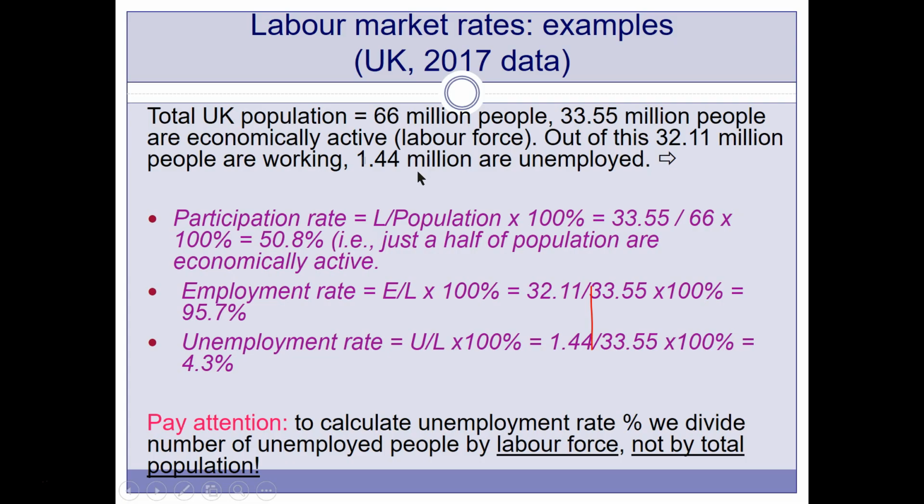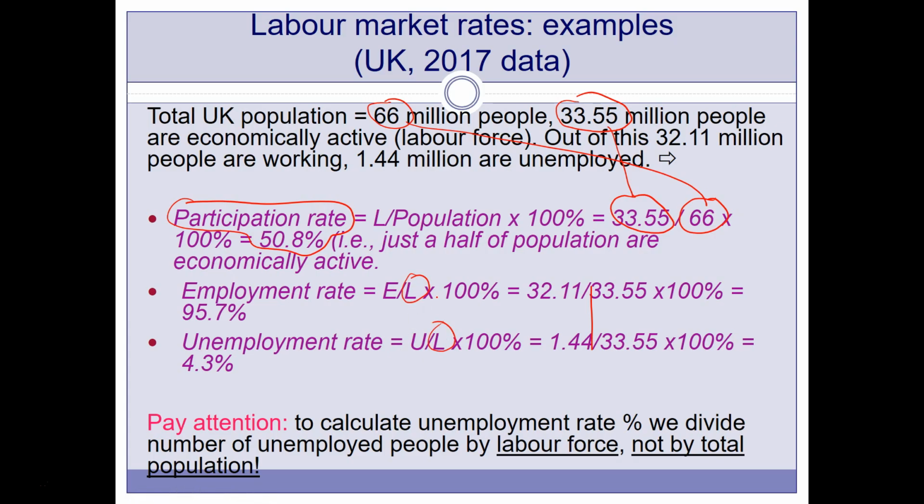Based on this data, we can calculate a few numbers. So first of all, our participation rate. Participation rate measures the percentage of labor force, the percentage of economically active population out of total. So in our case, our labor force is 33 million, while our total population is 66 million. In other words, our participation rate will roughly be equal to 50%, 50.8%, just about half of the population. Next, we can also calculate our employment and unemployment rate. And to do this, we divide the number of employed or unemployed people by labor force.